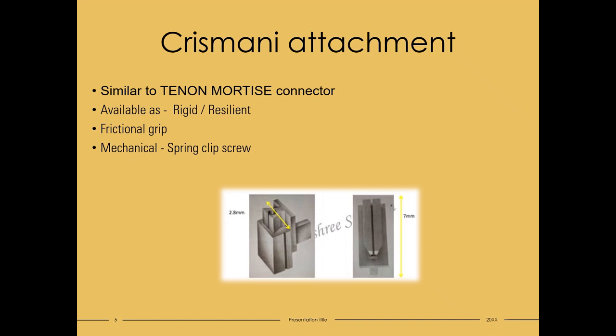Here the male component has a vertical groove on the proximal surface, which can be widened to increase the tightness of the attachment. This is the groove present on the male component. It is available in two forms, the rigid and the resilient ones, and the retention is mainly by the frictional grip and also mechanical retention by a spring clip screw that is accommodated in the male component.